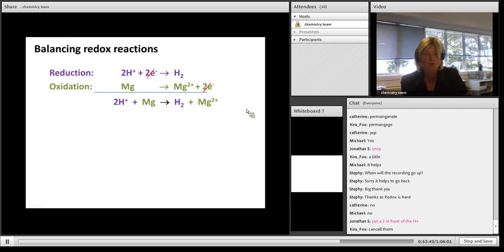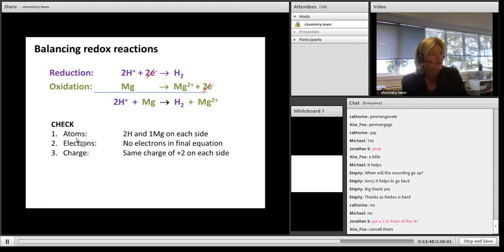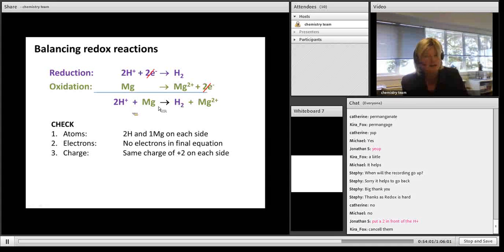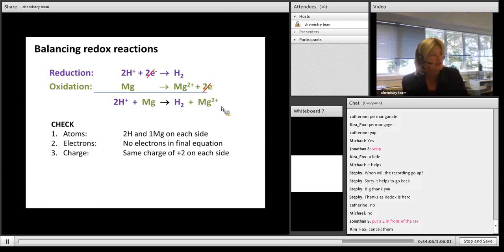But remember, always check. So atom check. You always do atoms, electrons, charge each time. I've got 2 hydrogens left hand side, 2 hydrogens right hand side, 1 magnesium left, 1 magnesium right. Electrons, I've got no electrons left in my full equation. All my electrons must have cancelled. If they don't cancel, I've done something wrong. And then charge, my charge on the left must equal the charge on my right. So in this case, 2 positives plus a neutral makes 2 positives. A neutral plus 2 positives makes 2 positives. So each side has got +2.